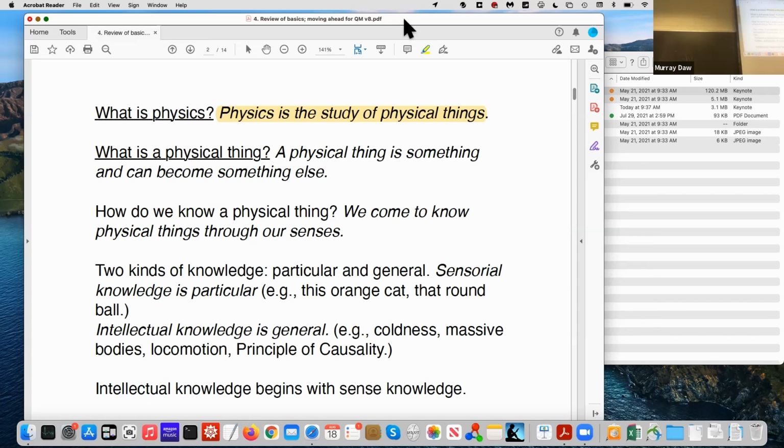In your mother's womb, you started hearing and seeing things. You're a physicist right at that point. You're starting to study the physical world. So what is physics? It's the study of physical things, the physical world.